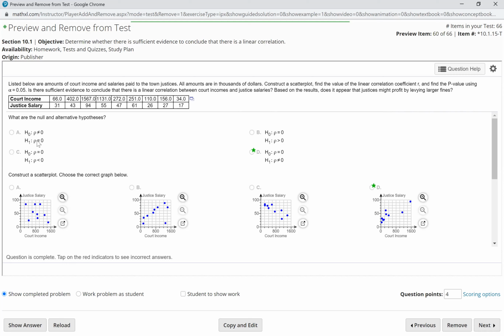So it's about rho, testing the population correlation coefficient. It didn't say positive or negative. It says there is correlation. So you have to choose different from 0. And that's why he chose this one.